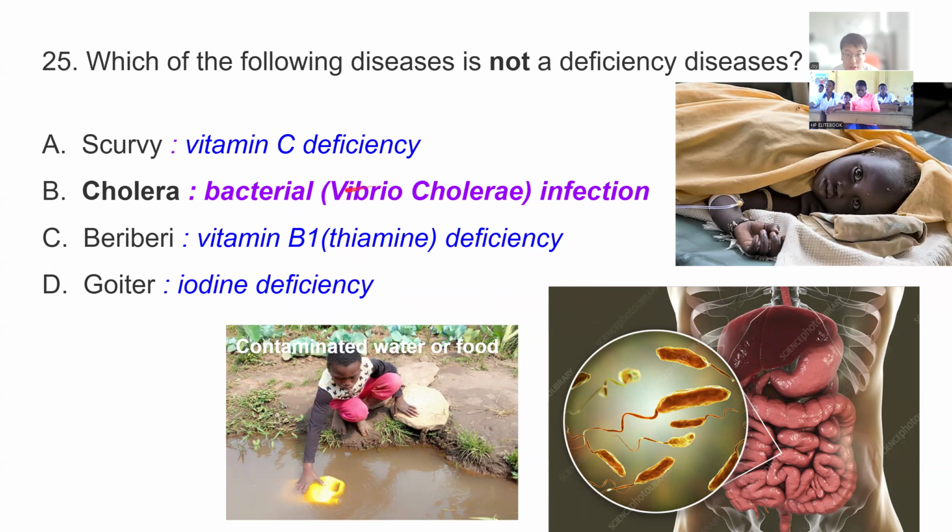This next question asks which of the following diseases is not a deficiency disease? And the answer would be B in this case, because scurvy is a deficiency in vitamin C. Beriberi is a deficiency in vitamin B1. And goiter is an iodine deficiency. But cholera is a bacterial infection, so it is not a deficiency disease.